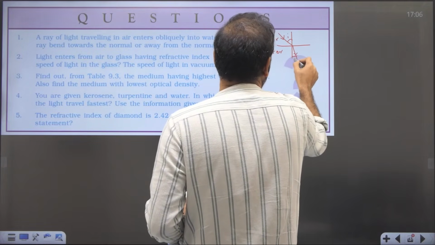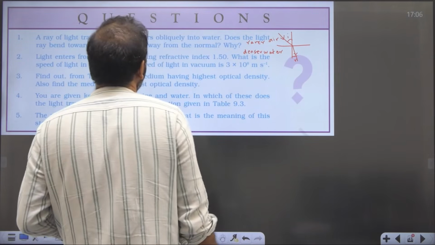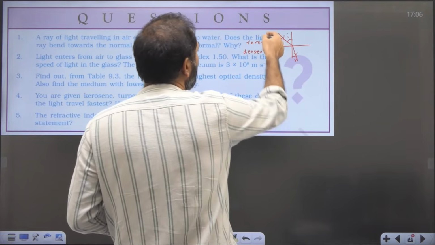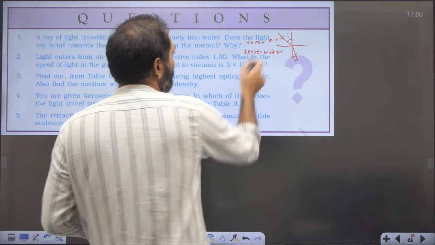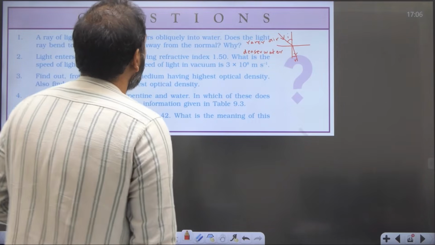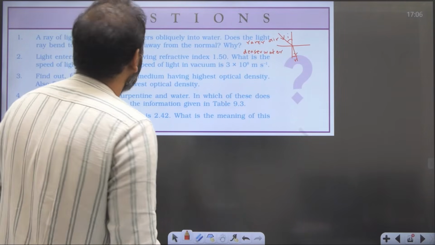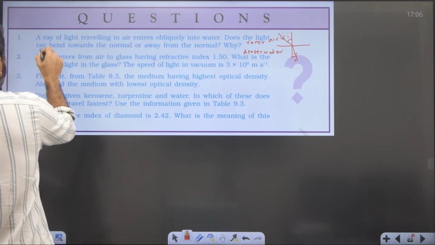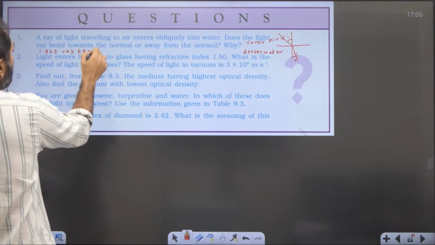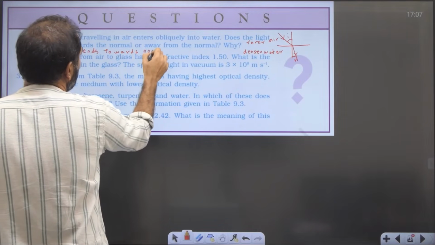So it has to bend towards the normal. This is the angle of refraction. It bends towards the normal. Why? Because it travels from rarer to denser. Air is the rarer medium, water is the denser medium. So it bends towards the normal. What is the answer? The light ray bends towards the normal.